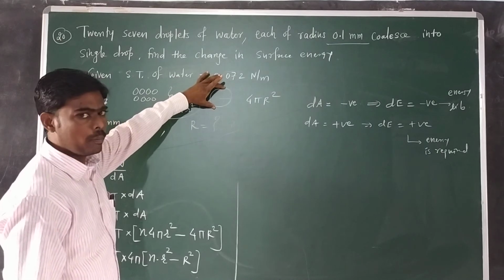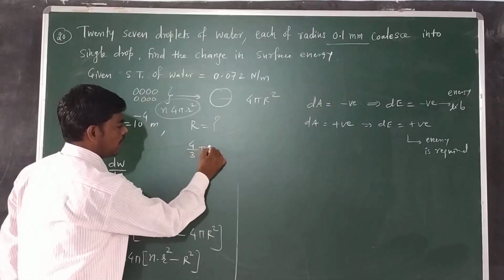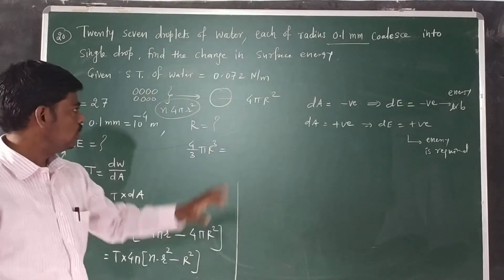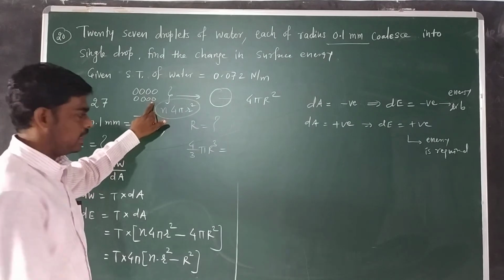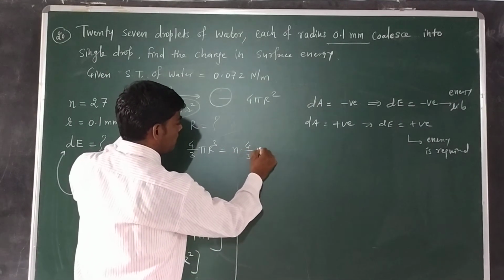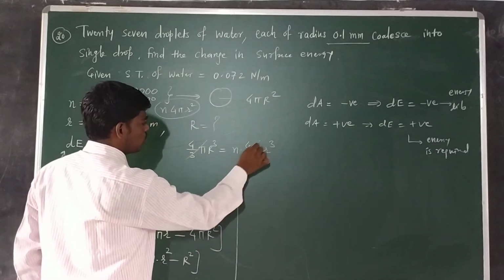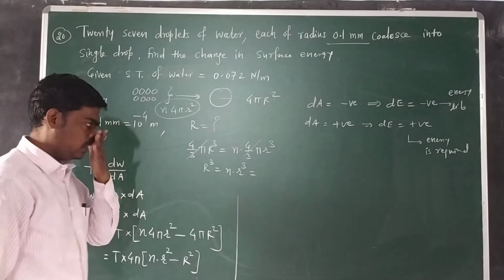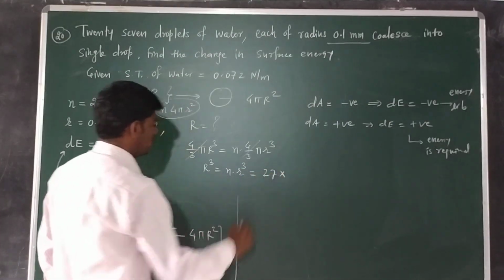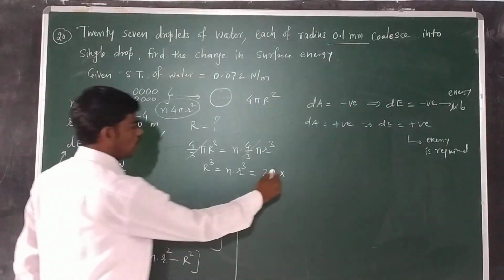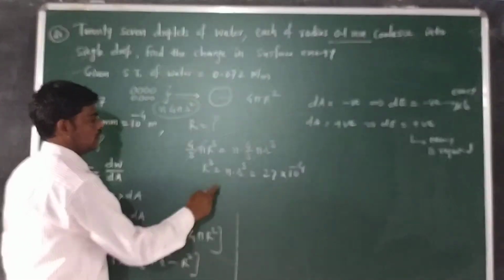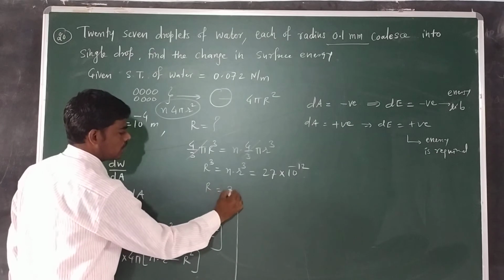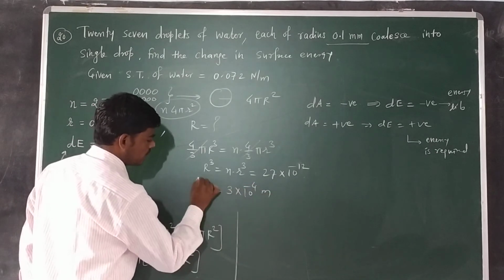Volume of the big drop is 4 by 3 pi R cube. It will be exactly equal to the volume of n droplets, meaning n times 4 by 3 pi small r cube. 4 by 3 pi cancels. R cube is equal to n times small r cube. n is 27. Small r is given to you as 10 raised to power minus 4. Minus 4 cubed means it becomes minus 12. So R becomes 3 into 10 raised to power minus 4 meters.